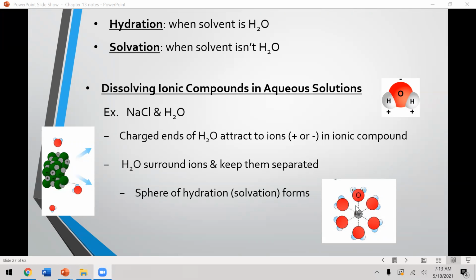So you have this crystal of ion in the middle, in this case a positive sodium, and notice it's surrounded by the negative oxygen sides of the water. If this was the negative chlorine, it would be right here, and then water would be surrounding it this way, except now you would have the positive sides of the water, hydrogen, attracting to the negative chlorine. So sphere of hydration is when you have water doing this. Sphere of solvation is just when you have anything else besides water.